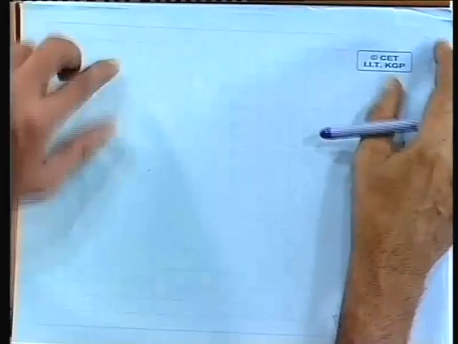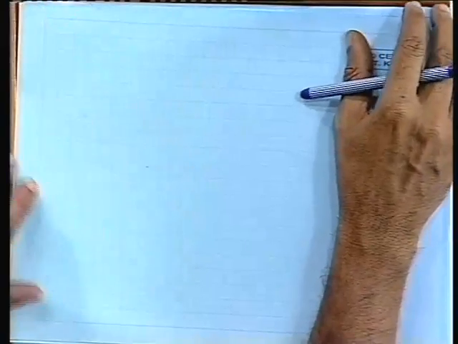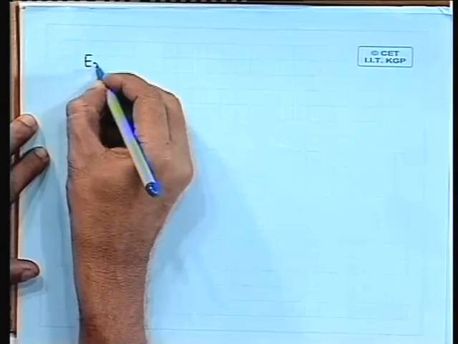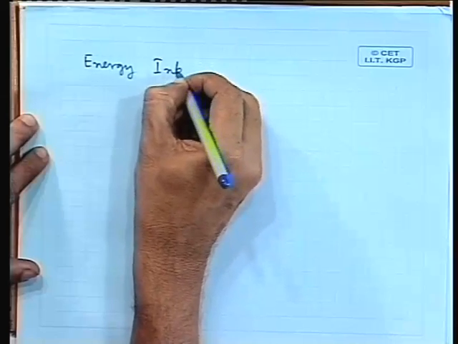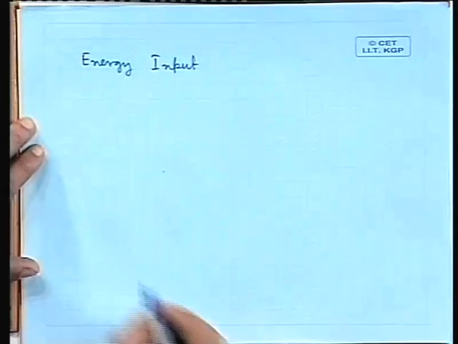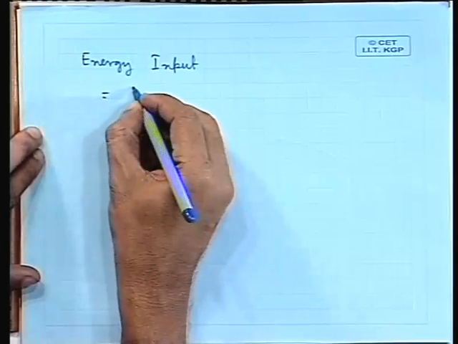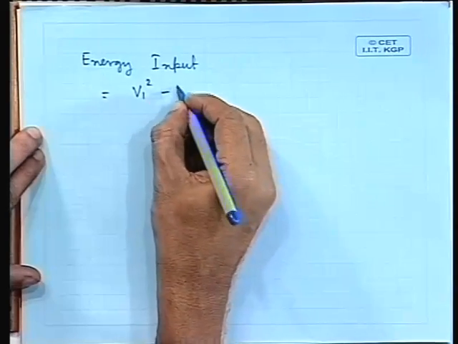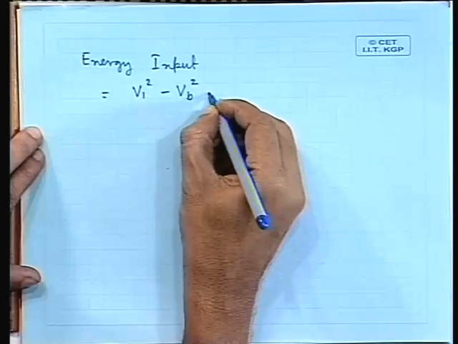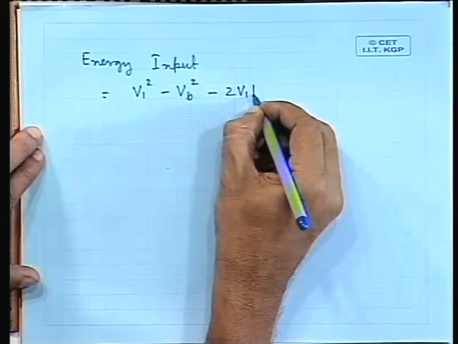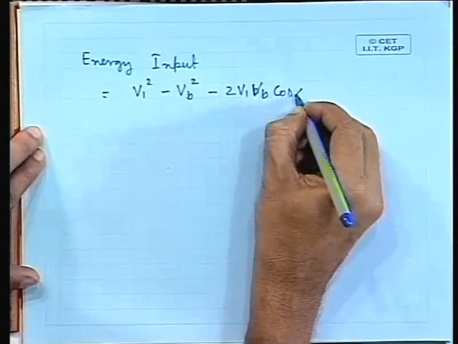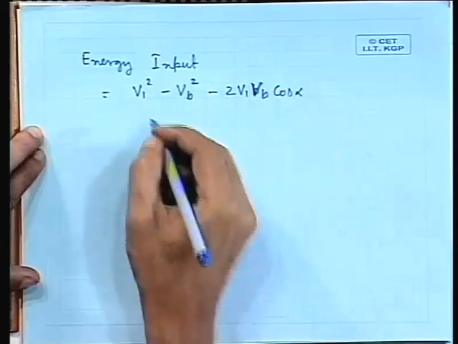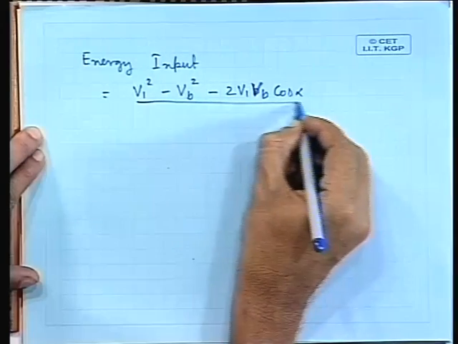And again, if we utilize the geometry, then we can get energy input is equal to V1 square minus Vb square minus twice Vb cos of alpha divided by 2.